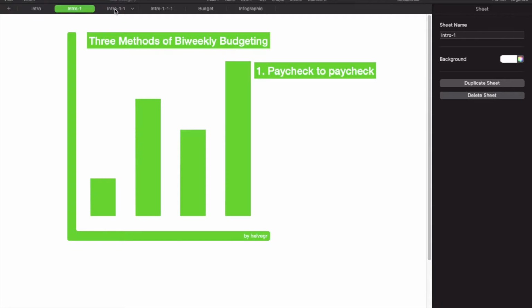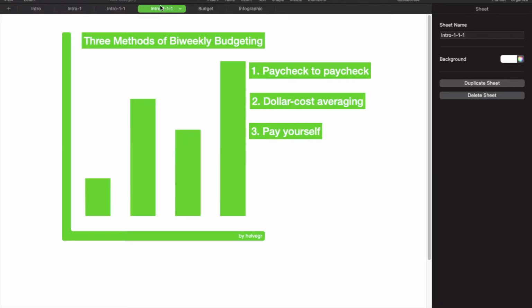The second method we'll talk about is the dollar cost averaging method. This method has less moving parts, but it's a little more abstract and it requires some startup capital. And the third and final method we'll be discussing is the pay yourself method. This is the simplest of all the methods. However, it does require a significant amount of money in your account in advance.